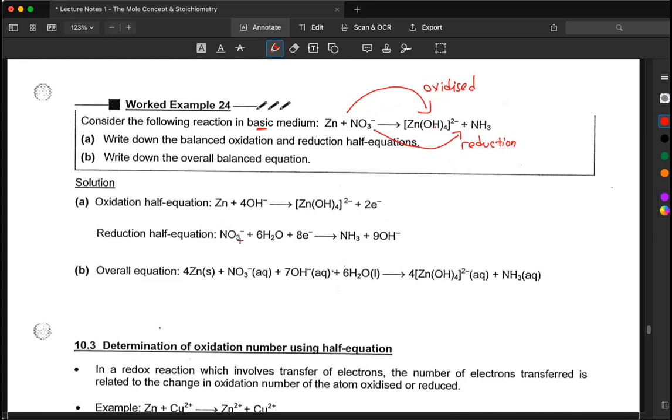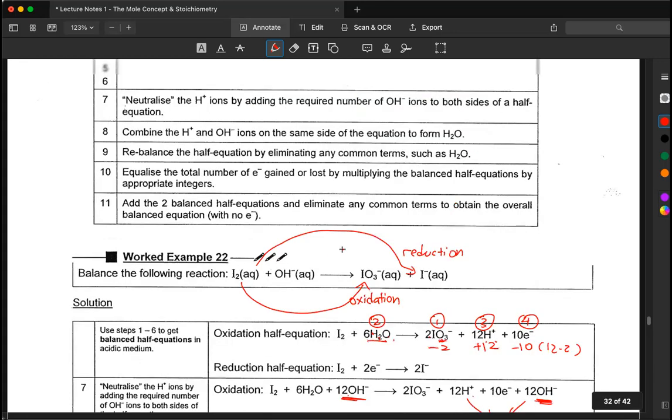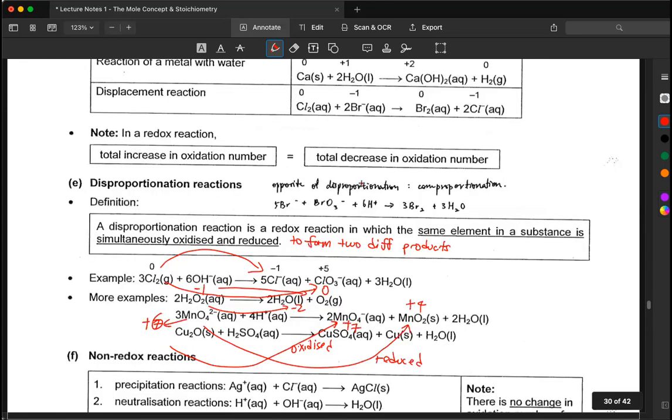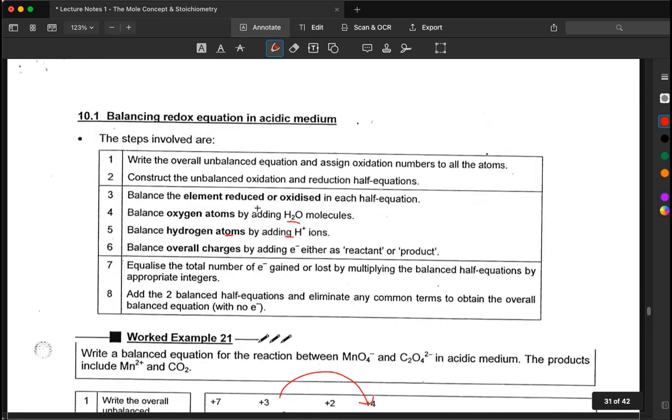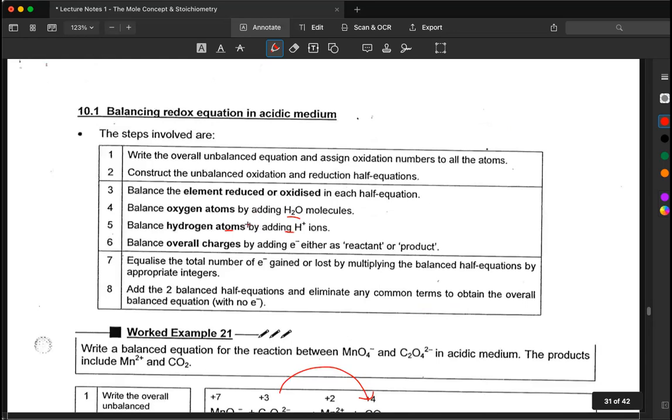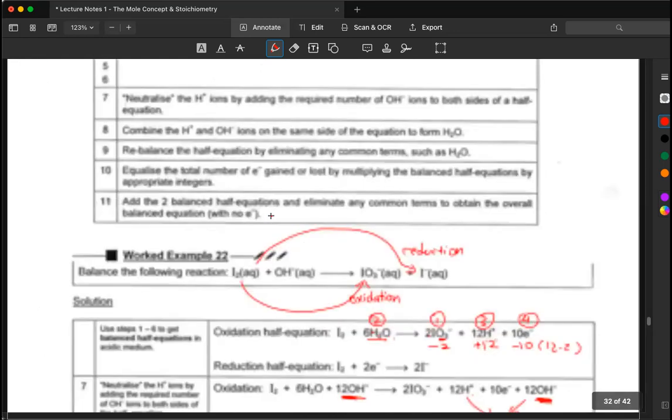Okay, so NO3 here. So basically you write this one first. You skip the step. Okay, that's the first step. And then you notice that the NO3 minus here has H here. So remember what we thought just now? The H, what happened? Okay, the H balanced by the H plus. Oxygen balanced by the H2O.